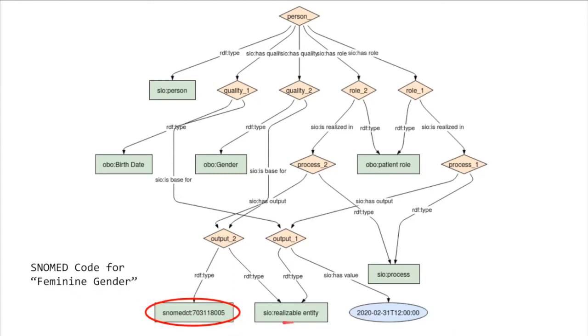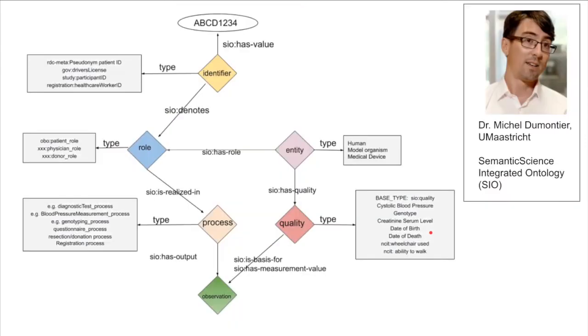There are some other nodes here that are mainly used by us for generic kinds of queries. If we want to just query any process, any quality, any output, we can generify our queries. So again, identifiers denote roles, entities have roles, entities have qualities, roles are realized in processes, and qualities are the basis for the output of those processes.